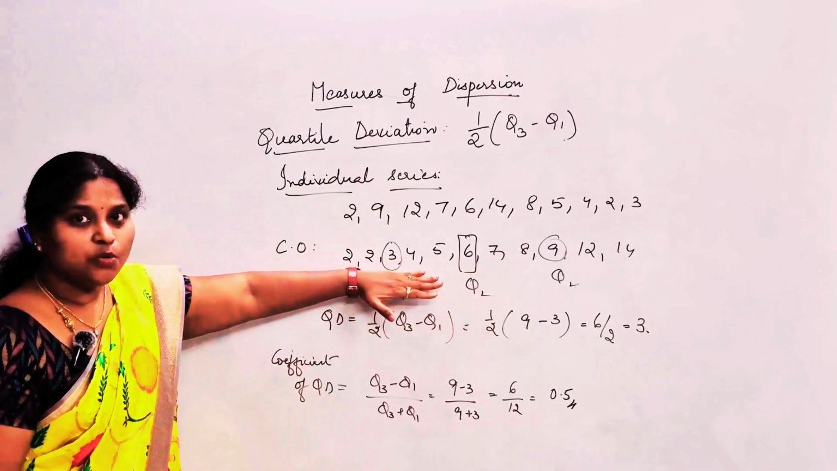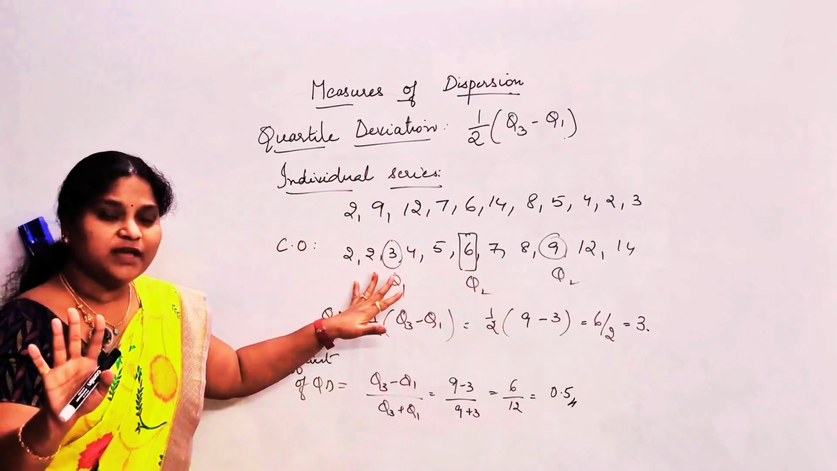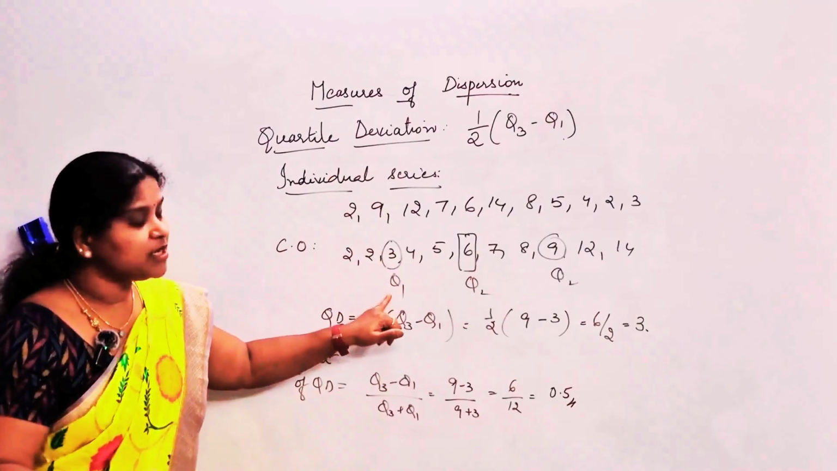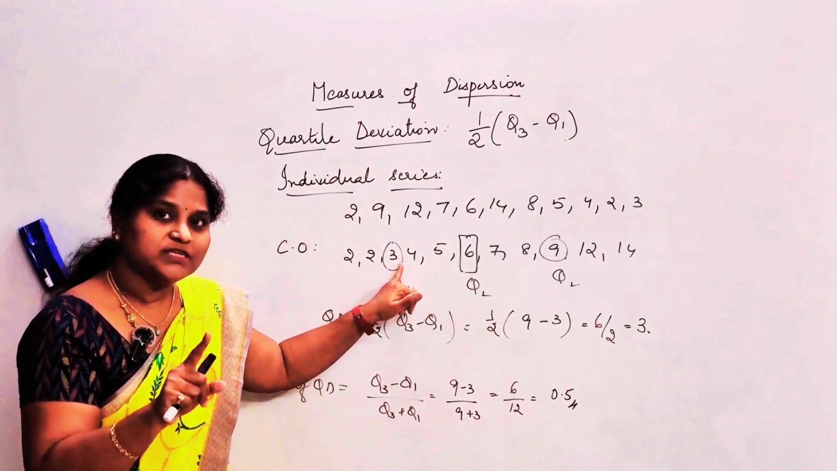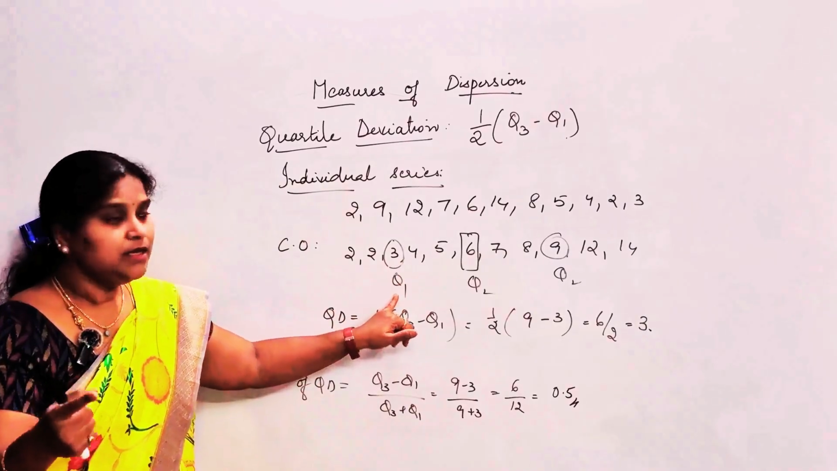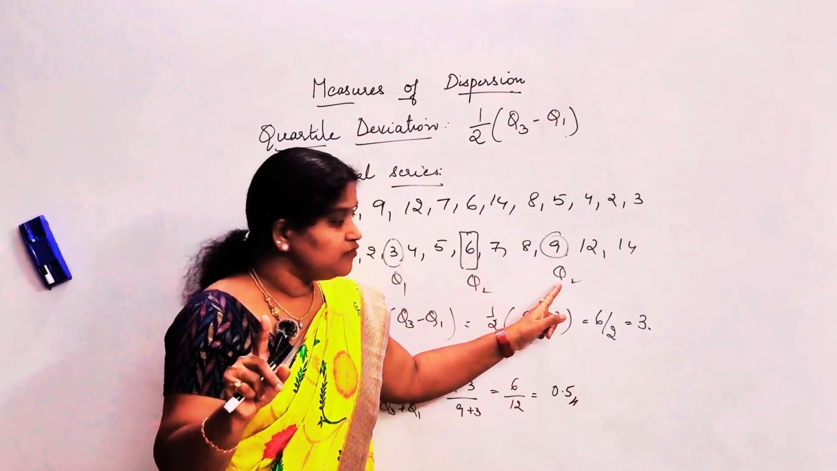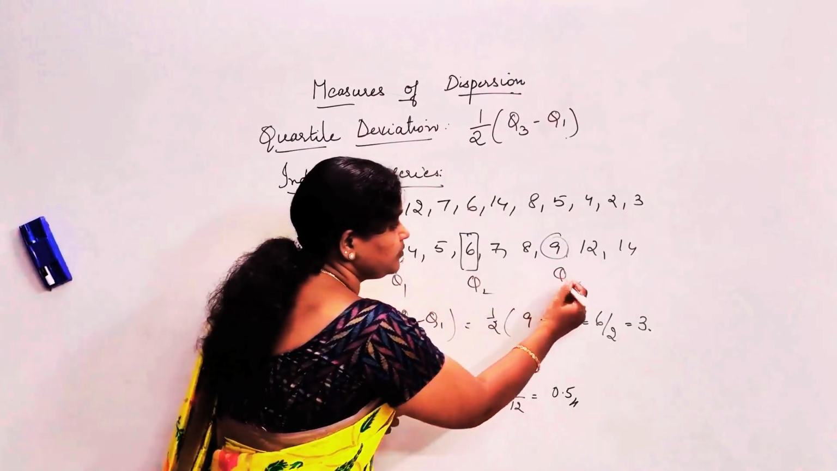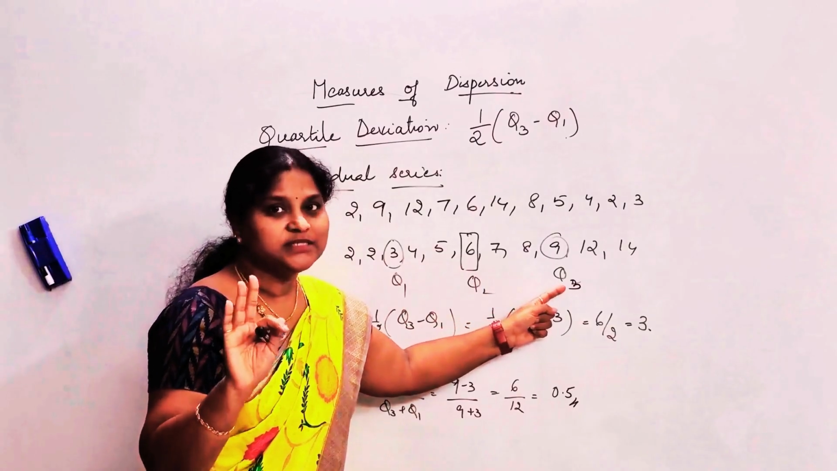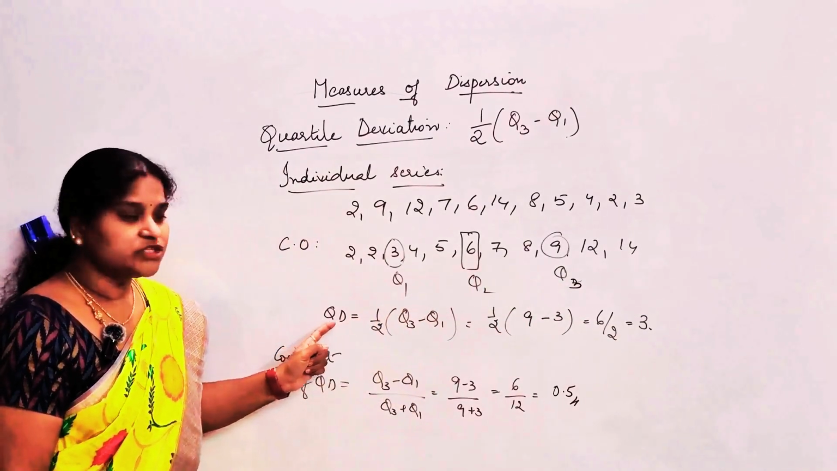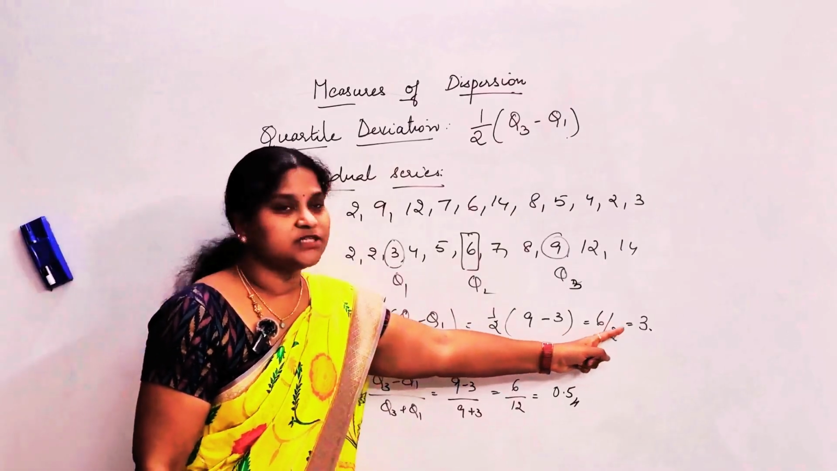Now, I have the lower part of 5 values and upper part of 5 values. The lower part of 5 values again will have a middle value, which is nothing but Q1. The lower part is 1, 2, 3, 4, 5, and the middlemost value of this will be 3, which is Q1. Similarly, in the upper part also I have 5 values. The middlemost value will be 9, which is nothing but Q3. So the first quartile value is 3 and the third quartile value is 9. We have the formula quartile deviation is equal to half of Q3 minus Q1. On substitution, I get half of 6, which is nothing but 3.